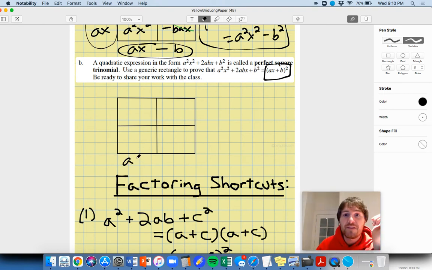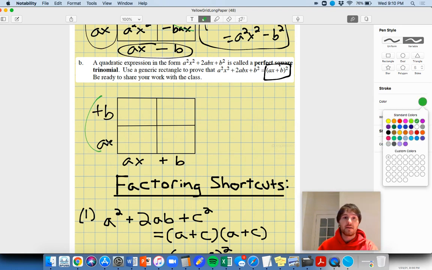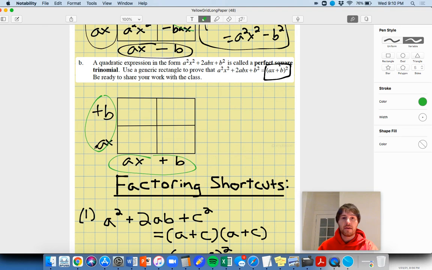So let's check it out here. This is a perfect square, right? Because our base equals height, okay? This is the same. This is a square because the base equals the height, right?